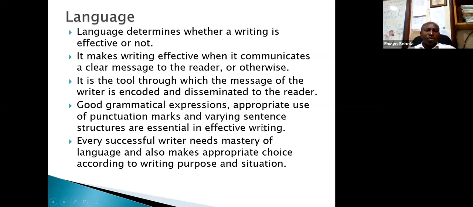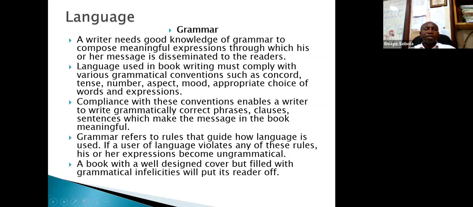Not only that, you should also make a good choice of punctuation, grammar, and every other aspect of language according to the purpose of writing. So let's just observe each of them, concerning grammar. Whoever wants to engage in writing must have good knowledge of grammar to compose meaningful expression.